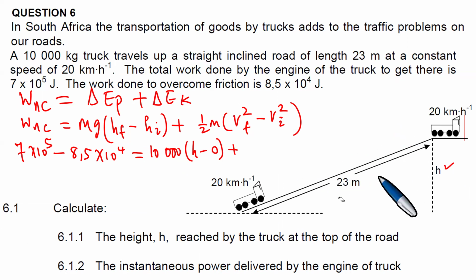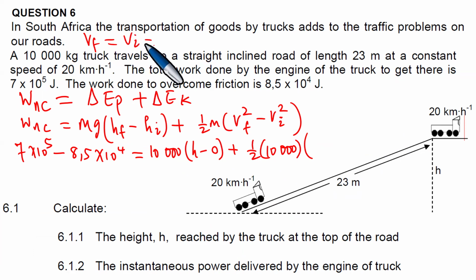Let us clean this up a little bit. Okay, so you continue. Right, so we have here half the mass. The mass is 10,000. And therefore, you have the final velocity minus the initial velocity. The final velocity of the truck is equal to the initial velocity of the truck, and it is 20 kilometers per hour up the incline.